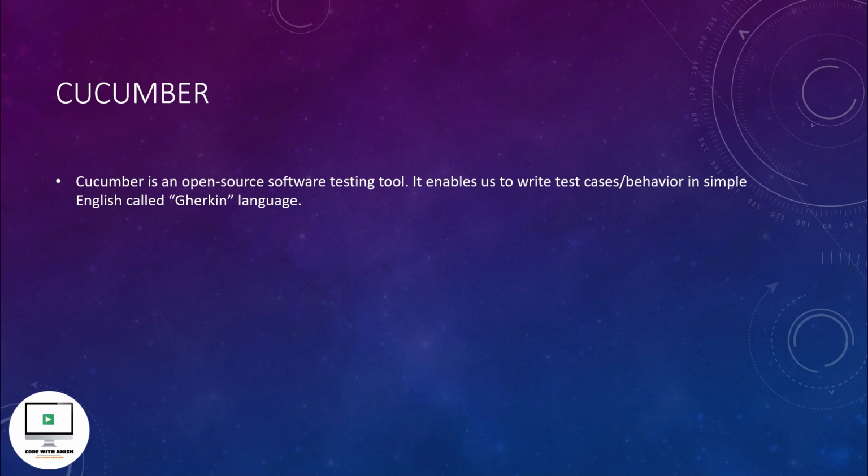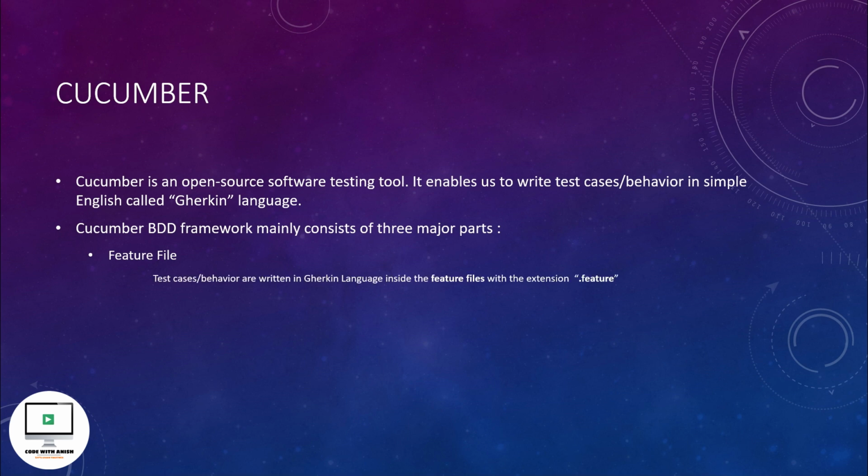And in Cucumber, even though it is written in simple English, there should be a format for that. That is called Gherkin language. So this Cucumber BDD framework mainly consists of three major parts. One is a feature file. The feature file is nothing but these test cases or behaviors which are written in the Gherkin language with the extension .feature.